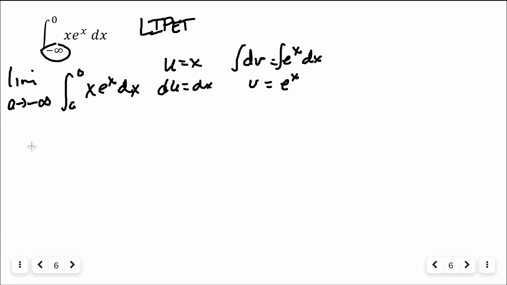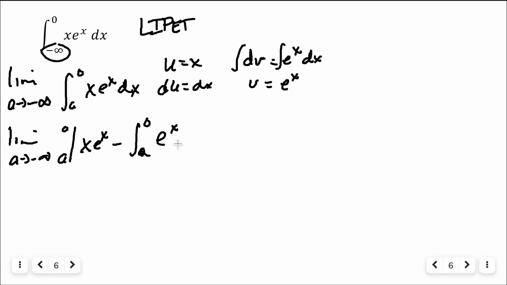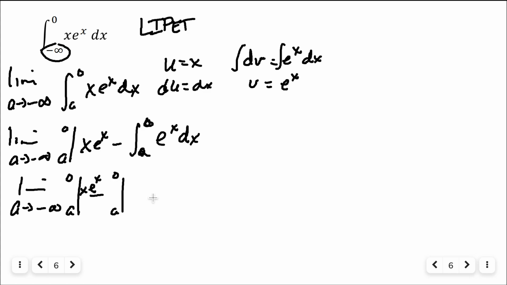So let's see. Parts is going to be, a goes to negative infinity, uv, that's straight line from a to 0, x e to the x, minus the integral, a to 0, v du. All right, so I can integrate that one. So a goes to negative infinity, straight line from a to 0. We'll evaluate in a minute. Minus, this is straight line from a to 0. Oh, oops, x e to the x, forgot it. Integral of e to the x is itself.